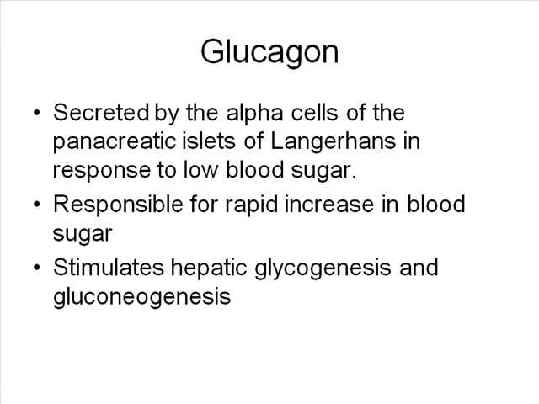Glucagon, on the other hand, is responsible for increasing the blood sugar. So now all of these other hormones are what we call antagonists to insulin, meaning that they do the exact opposite of insulin. It's secreted by the alpha cells, not the beta cells, in the islet of Langerhans. And when your blood sugar goes too low, it is secreted or stimulated to increase your blood sugar.